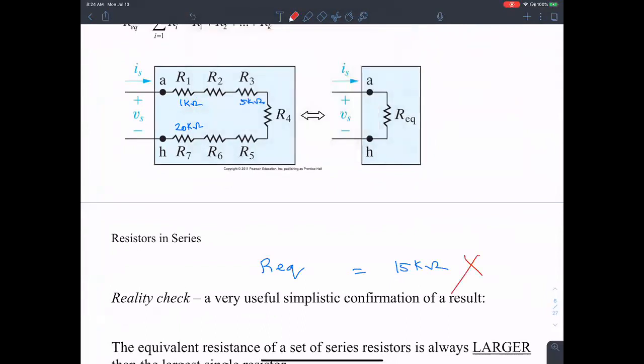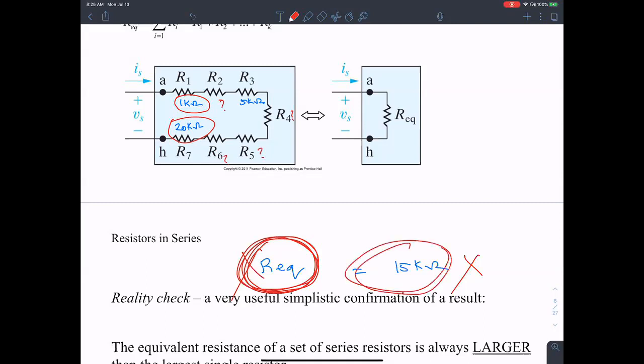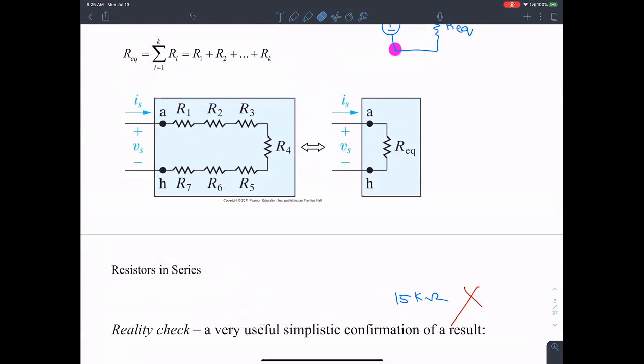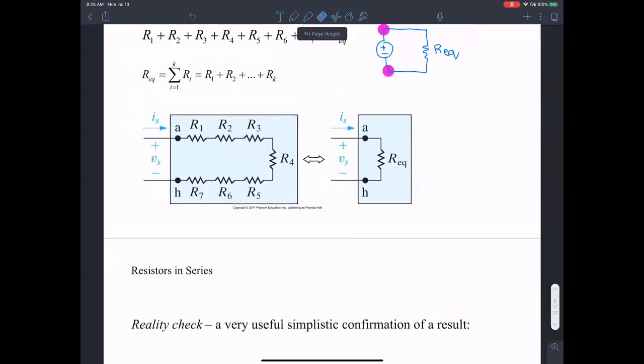You simply look at your solution and know that this is a wrong answer, because the overall equivalent resistance in a series circuit should be greater than the largest of the resistances here. You don't even know what the other resistances are, R5, R6. But just by observation, you know that the total equivalent resistance in a series circuit should definitely be greater than the greatest of the resistances here. So that's a quick sanity check that you can use to validate the accuracy of the final solution.